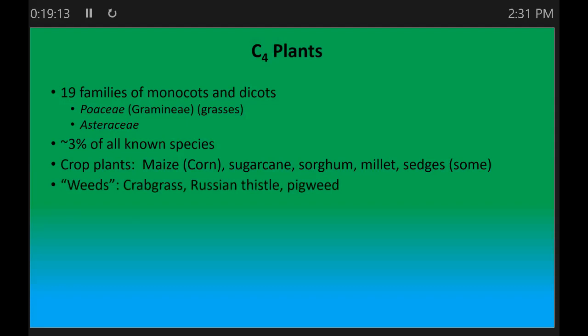Unfortunately, there are some very aggressive weeds that are also capable of doing the C4, like crabgrass, Russian thistle, pigweed. So some of these show up in your lawn. And so people who want this beautiful monoculture lawn of the nice grass, but you get these other weeds showing up, it can be very challenging because they can outcompete those straight C3 plants. In certain geographical regions, they can really thrive.